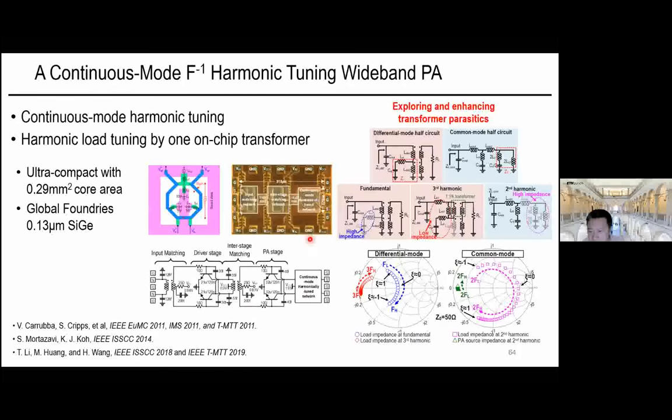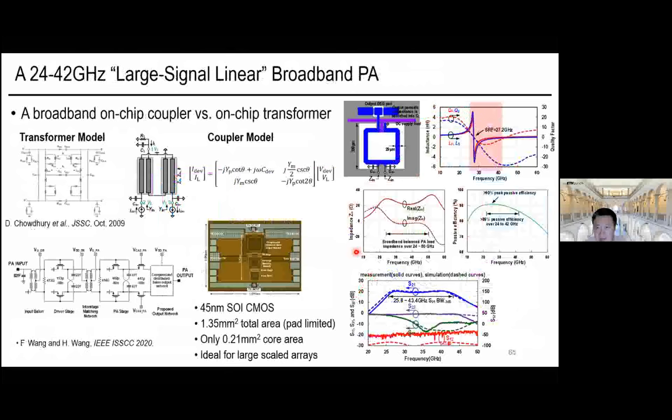Right, the PA schematic and also the chip microphotograph are shown on the left here. You can see that everything is achieved at the output using only one transformer, but we are trying to leverage and emphasize the parasitics of this transformer to achieve this class F inverse and continuous-mode tuning network. The work was published at ISSCC 2018.